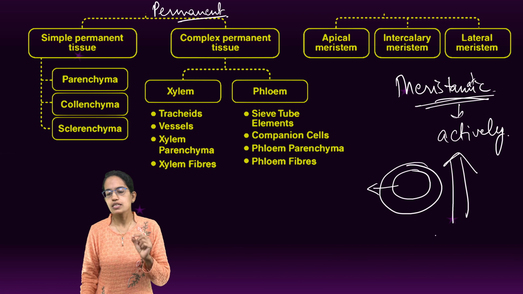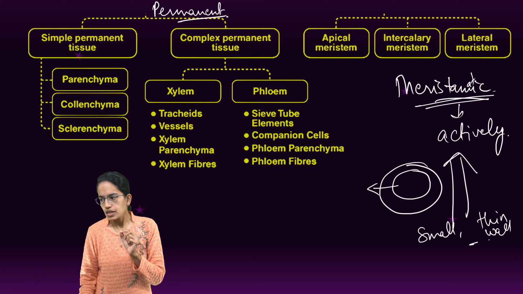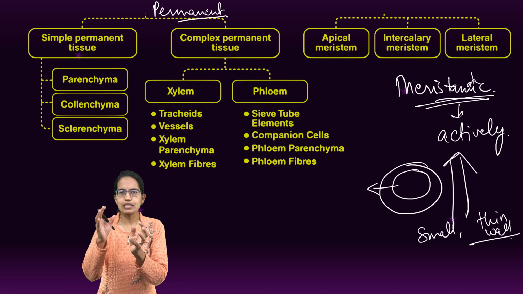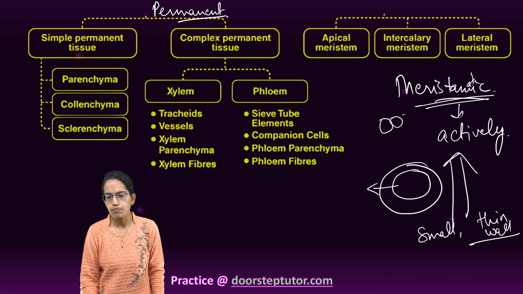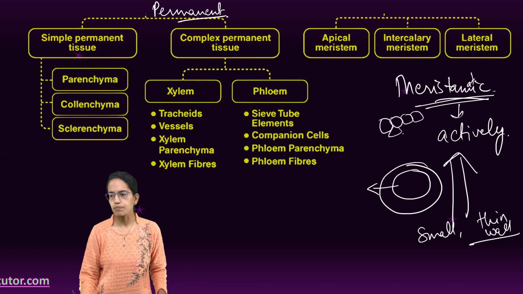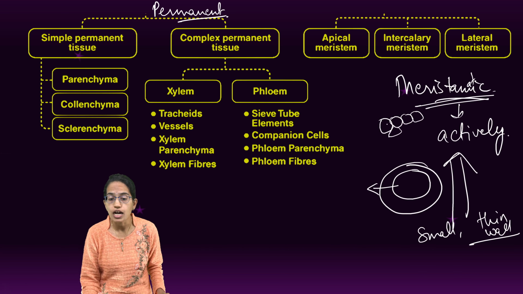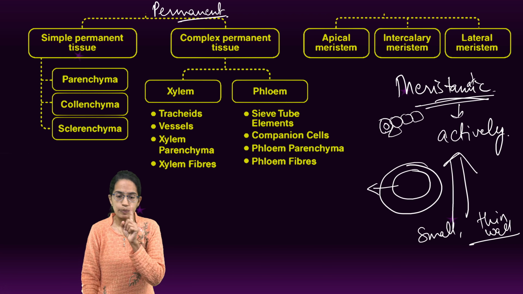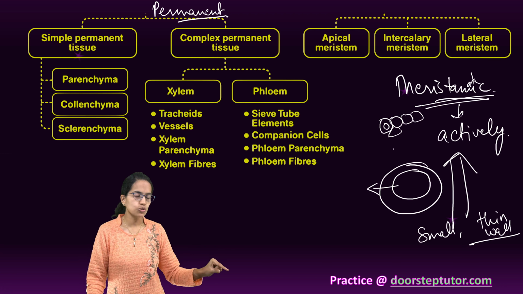Now, these meristematic cells are small. They have a very thin wall. They are packed tightly. There is no intercellular space present. So, the cells are packed very closely with no intercellular space between them, and they have a typically large nucleus. Now, this is one of the major differences between meristematic and permanent tissue.